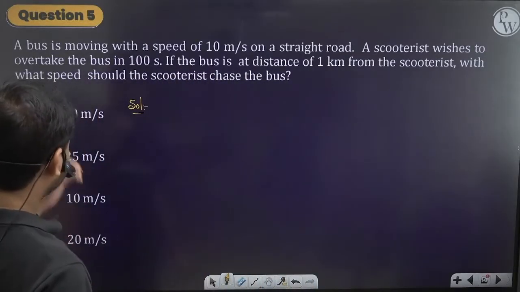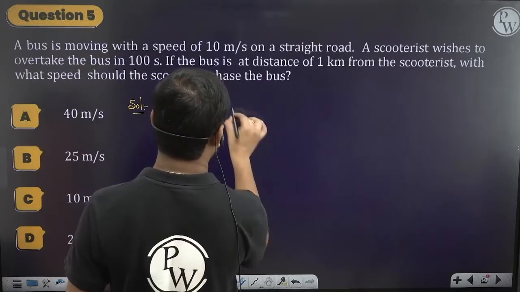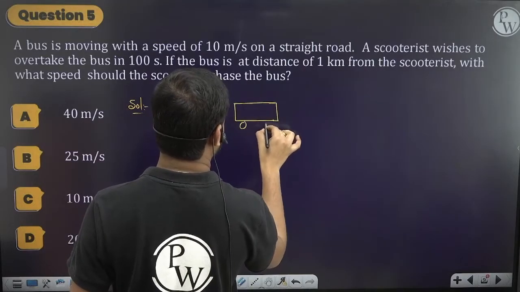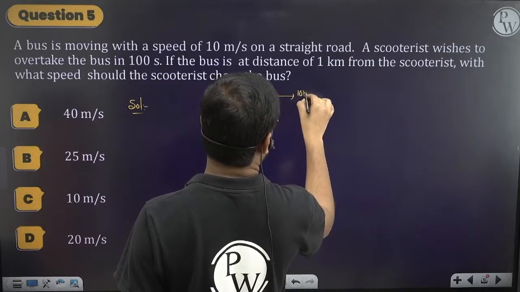A bus is moving with a speed of 10 meter per second on a straight road. So consider here is the bus. This bus is moving with a speed of 10 meter per second. Let's consider it is moving towards right.